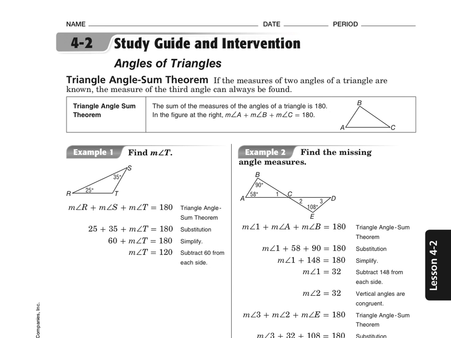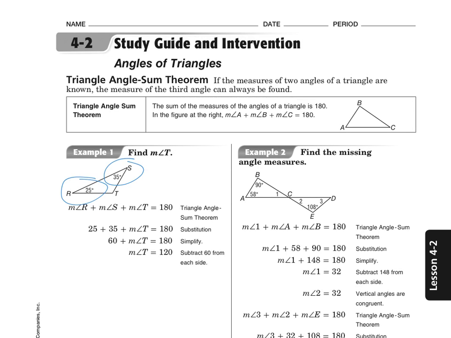In lesson 4.2, we learned about the triangle angle sum theorem, which basically says that the three interior angles of a triangle have a sum of 180 degrees. So in example 1, we want to find the measure of angle T. We already know the measure of angle R is 25, the measure of angle S is 35.